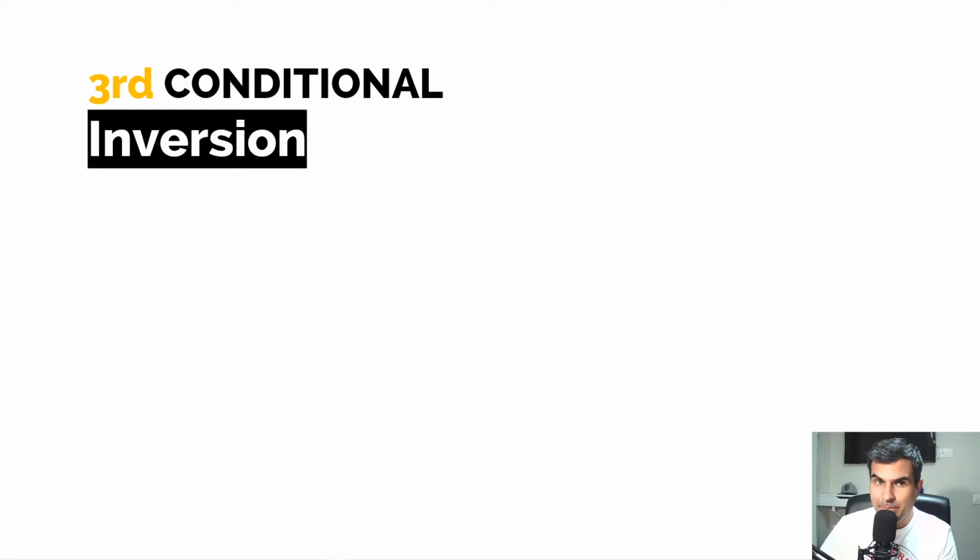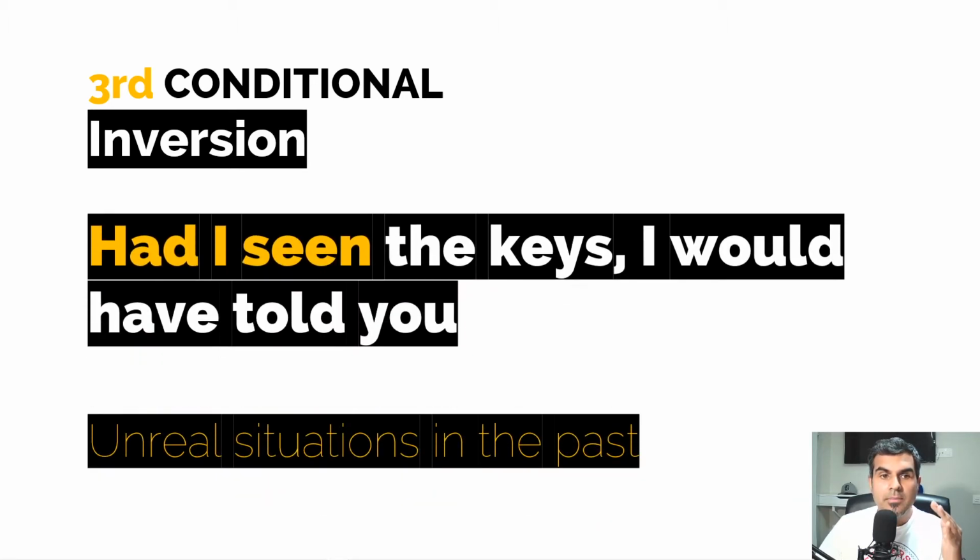Let's take a look at this example here. Had I seen the keys, I would have told you. Now take a look that we actually use the auxiliary verb from the past perfect tense, had, before the subject, just as it happens in any inversion that we use in English, as it happens in questions as well. Any inversion will always have that auxiliary verb first. That means it comes before the subject. So, had I seen the keys, I would have told you.